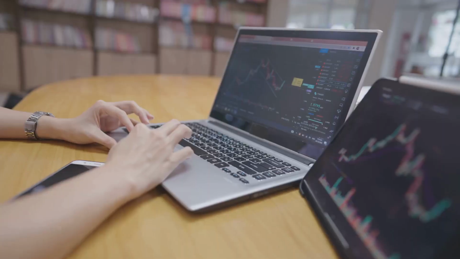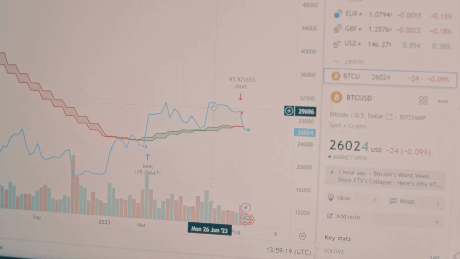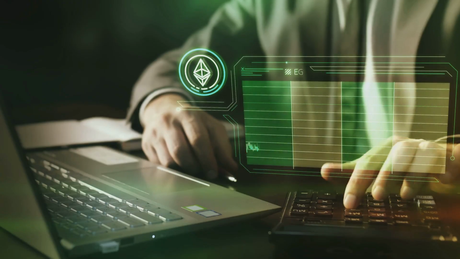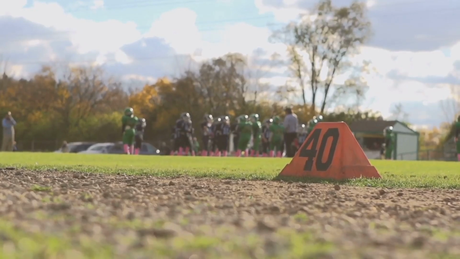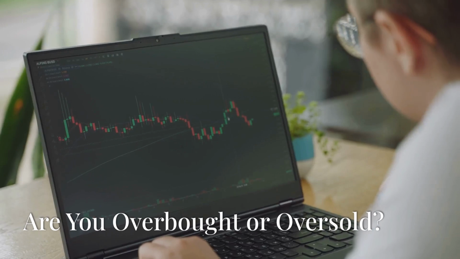But wait, there's more. Don't just slap the MACD on a chart and call it a day. You've got to use it with volume, see how it looks on different time frames, and combine it with price action for the ultimate trading edge. Think of it like this. The MACD is your quarterback, but you need the whole team to win the game.